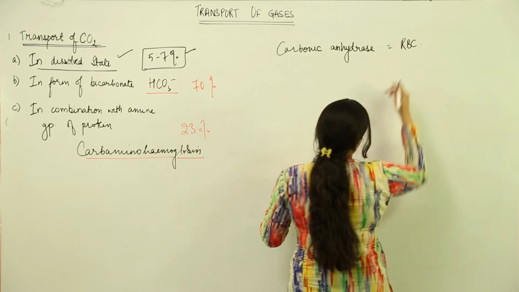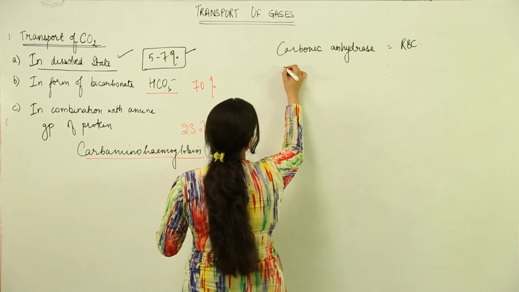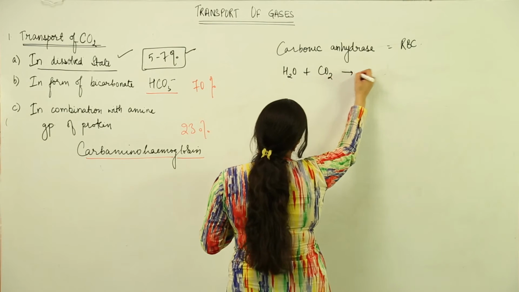Now when the carbon dioxide diffuses into the blood and goes into the RBCs, it combines with water over there to form carbonic acid.